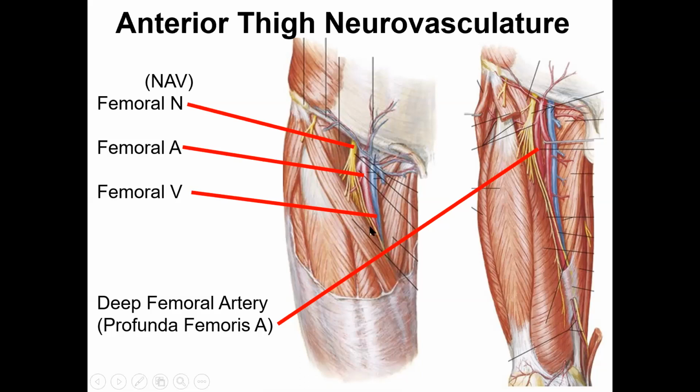Okay, now it's important to understand the order of these structures. So they're always in this order: the nerve, the artery, and the vein. And if we're going from medial to lateral, that'll be the vein, the artery, and the nerve.